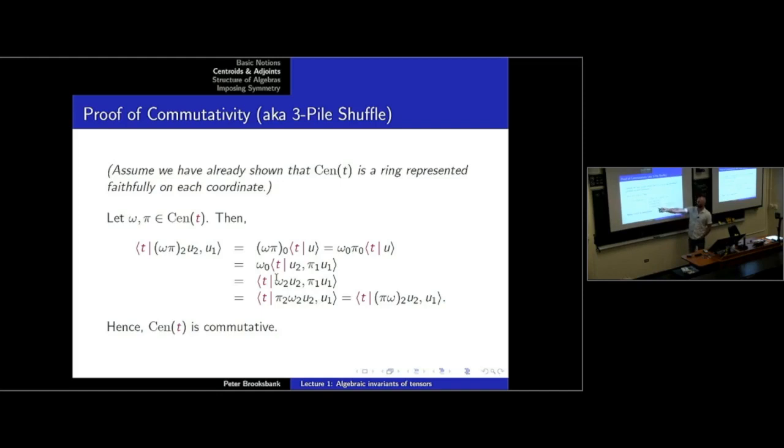And now the idea is that you feed these 2 scalars back in, but to different coordinates. And this allows you to change the order in which the operators act. And then we end up here, because it's faithfully represented on all coordinates. In particular, it's faithfully represented on the second. And so omega pi equals pi omega on the second coordinate, therefore it's commutative.